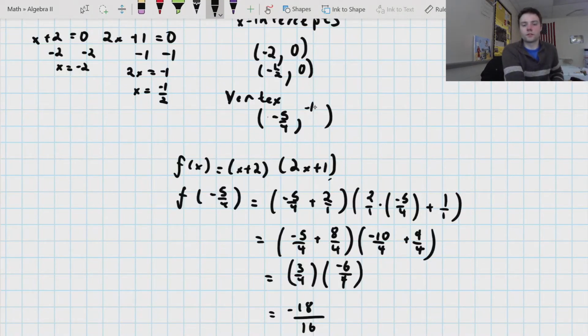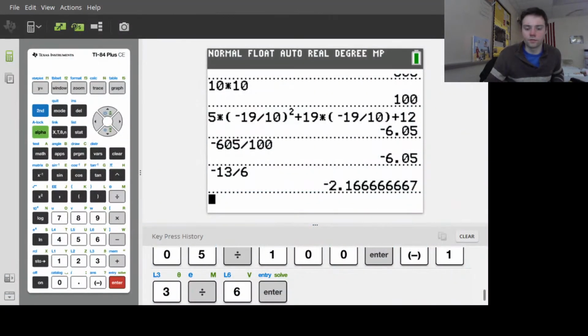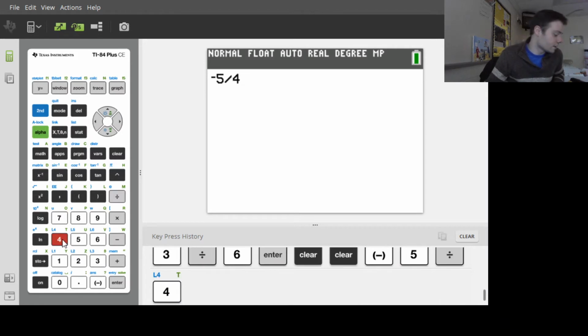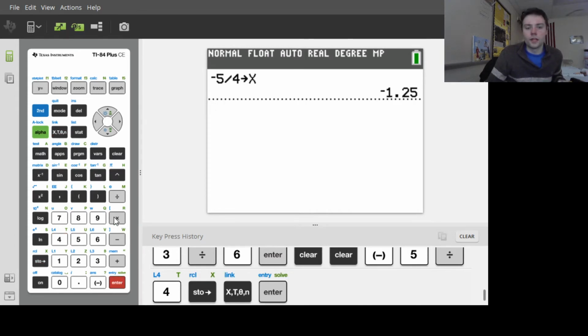Let's just double check that. So how I'm going to do that is I'm going to use my graphing calculator, and hopefully I don't get rid of that screen again. And I'm going to go to, what is it, negative 5 over 4. Let me just check, negative b over 2a is negative 5 over 4. And I'm going to store it. Store it into x, okay? So there, I've stored it into x.